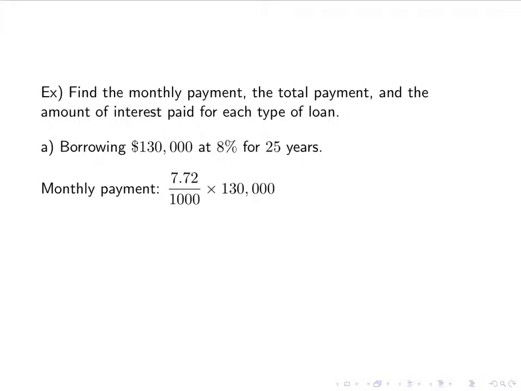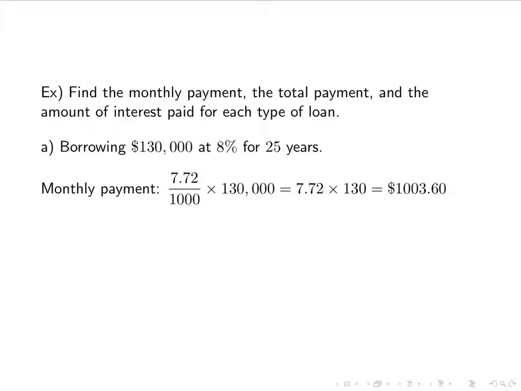And remember that that number is per $1,000 of amount borrowed. Per means a ratio or a rate. It means division. So here is the per $1,000. And then of amount borrowed. Remember, of means multiplication. The really nice thing about things that are per $1,000 is that the 1,000 and the last three zeros cancel each other out. So this is the same as just doing 7.72 times the number of thousands, the 130. This gives us $1,003.60. So remember, that's per month.